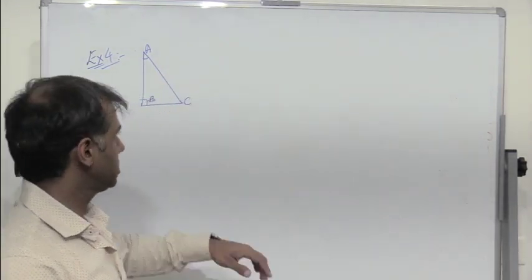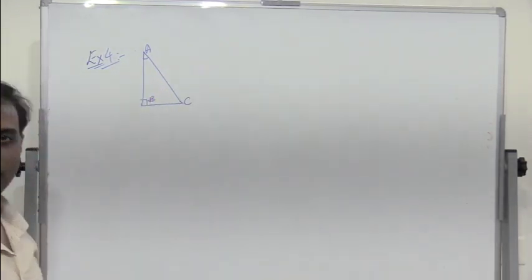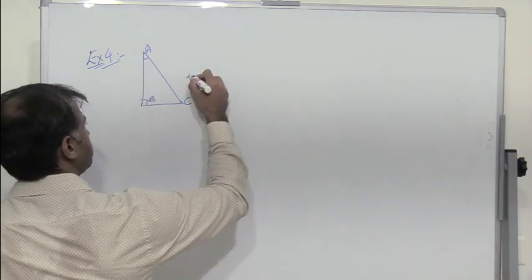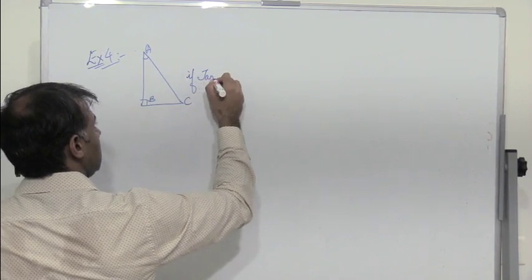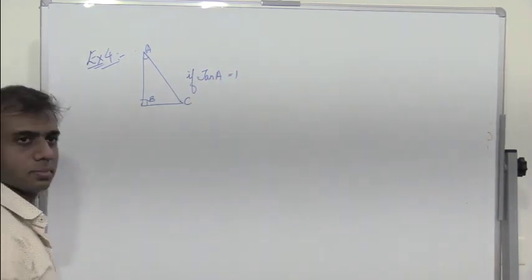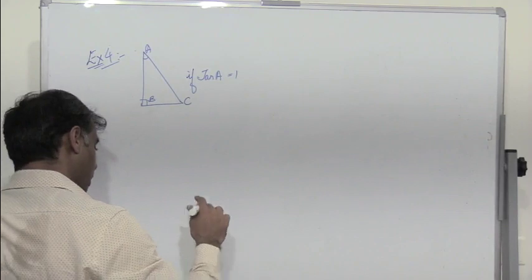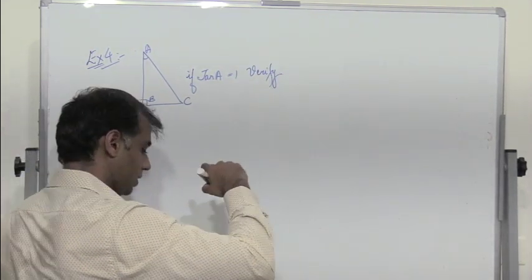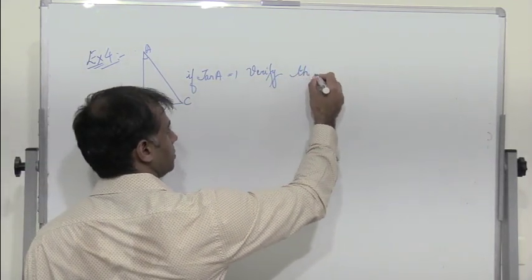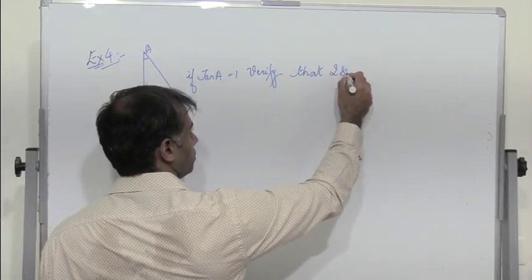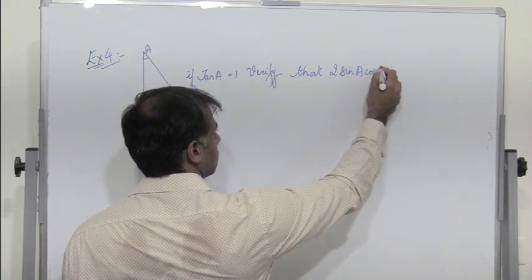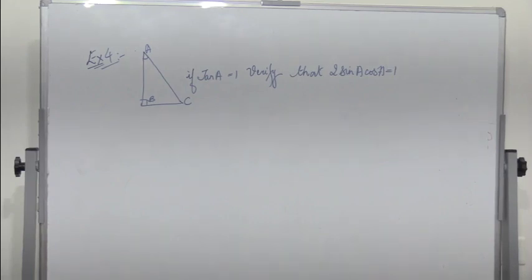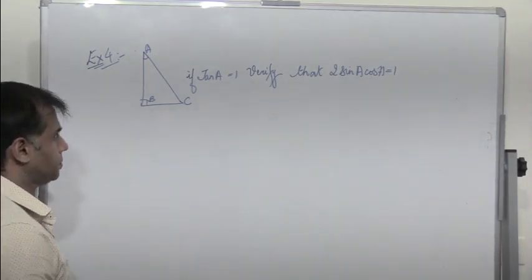So next, there's a right angle triangle ABC with angle A here. If tan A equals 1, we need to verify that 2 sine A cos A equals 1. Okay, so this is what needs to be verified.